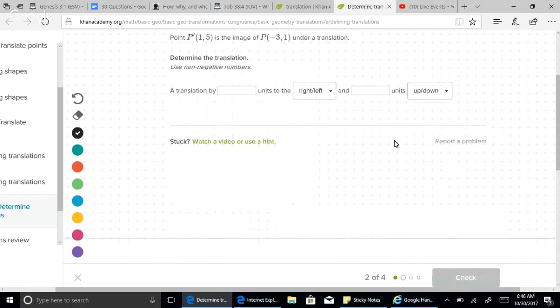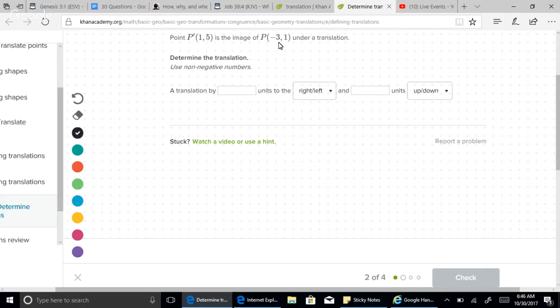Let's look at the next one. Now this is a little bit different. It doesn't have a picture to show you. It just has the XY units. Now the key here is that this point P' is after. This is what happened after the translation occurred. This is where we started. This is where we ended.